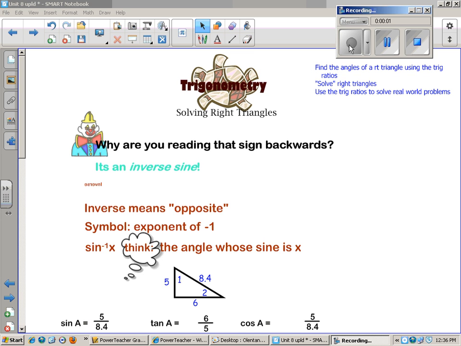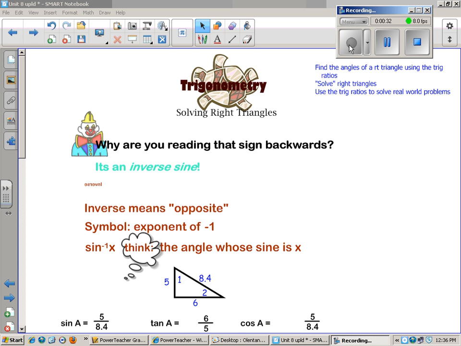Today we're going to learn about inverse sine, cosine, and tangent, which is the way we find angles. So why are you reading that sine backwards? It's an inverse sine. An inverse, remember, means opposite. Remember, in math, they're never happy with just using the regular old English words. They have to make up their own. So when they mean opposite, they say inverse, okay?